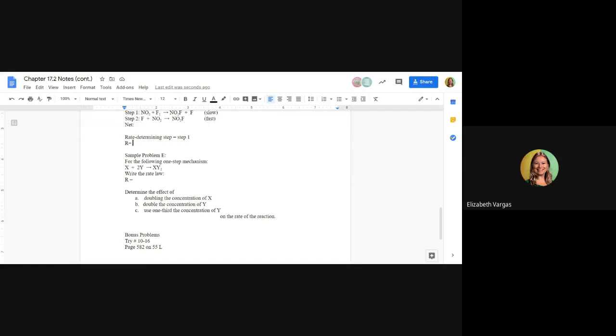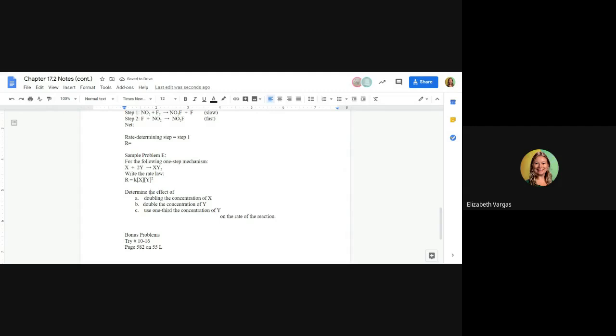One-step mechanism. This is our red flag. It's one step. What is the rate law for that? It would be R equals K, concentration of X, times the concentration of Y. And because it's a single step, this becomes our exponent. So the exponent is 2. Okay, done. Easy peasy.